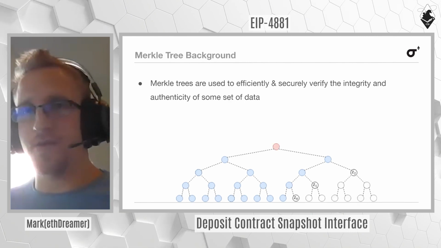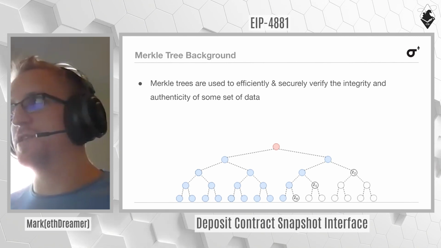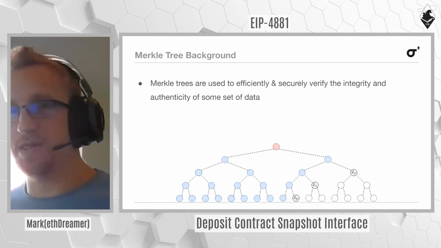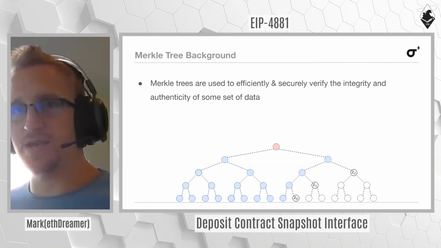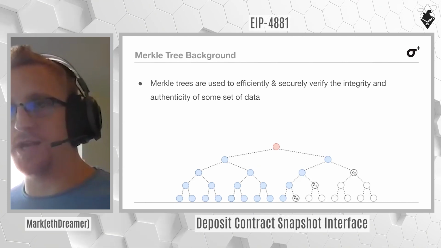To give some background into what a Merkle tree does, it's a data structure used to efficiently and securely verify the integrity or authenticity of some set of data. So in this case, the data that the consensus layer is verifying and proving is new deposits to the deposit contract.